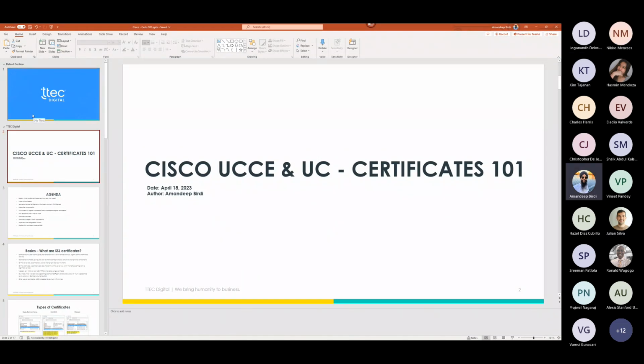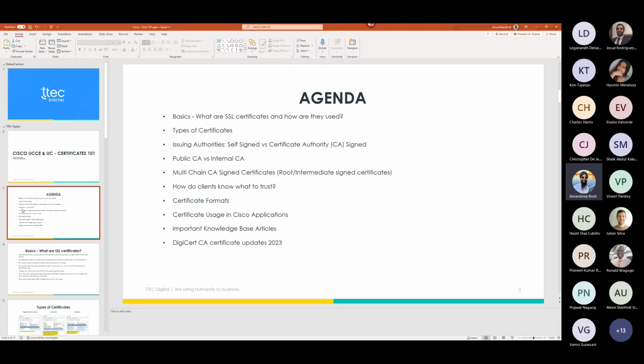Okay, perfect. So welcome to Certs 101. I'm basically going to go through some basics of what certificates are, how they're used, especially in the Cisco environment. So I'm going to cover both UCCE and UC as much as possible. There will be some areas that I don't cover, but I'm going to try my best to cover at least the basics and then where to find the information that you need, right?